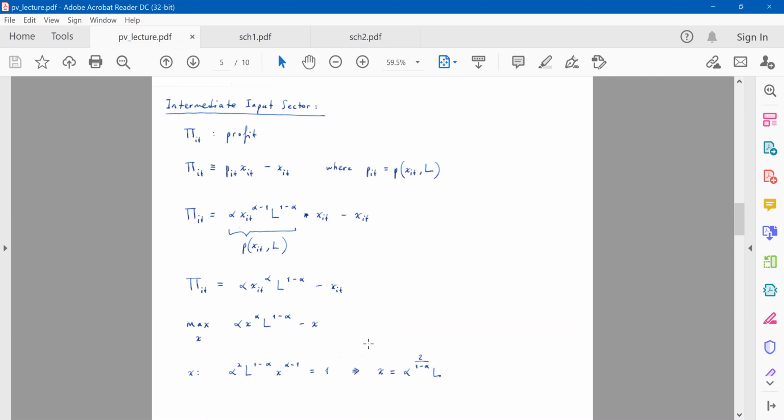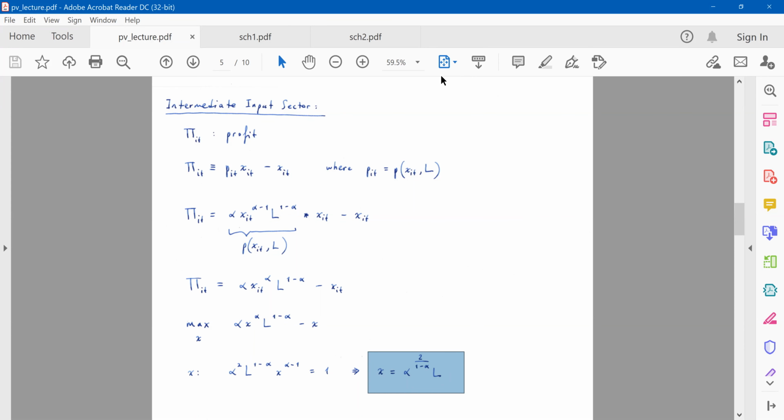Now realize that the optimal level of supply depends on 2 things. One is the parameter alpha. Remember, alpha was the production function parameter. And the other thing it depends on is the total labor demand of the final goods sector. So L here represents the size of the final goods sector.